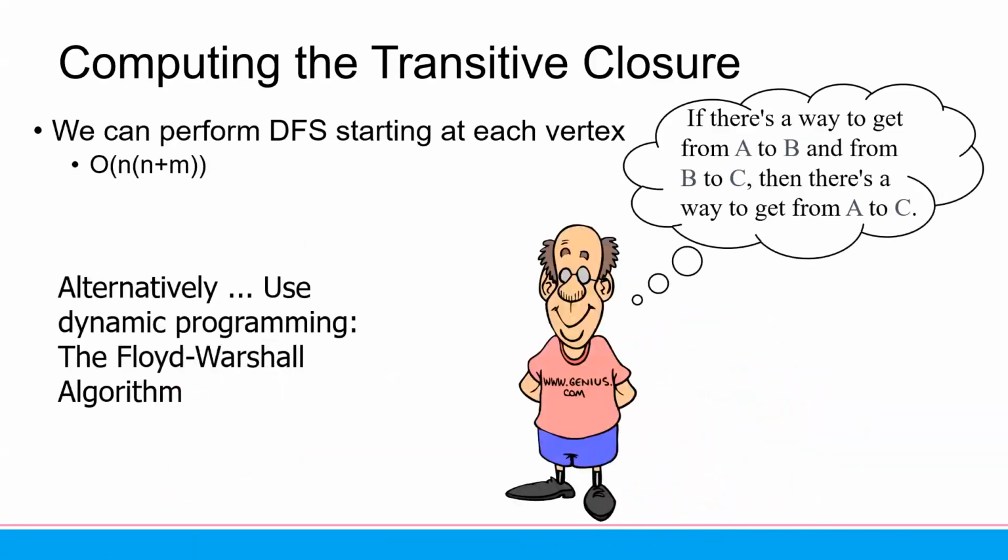The way to compute the transitive closure, we can perform the DFS starting at each vertex, and the complexity will be O(n multiplied by (n plus m)). Because for every vertex, we want to check the possible reachable information. So for every vertex, we will perform another DFS.